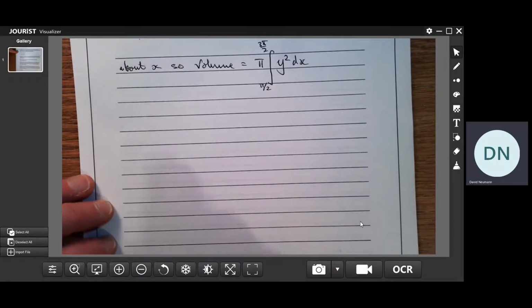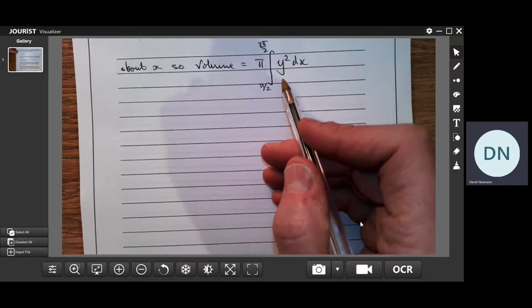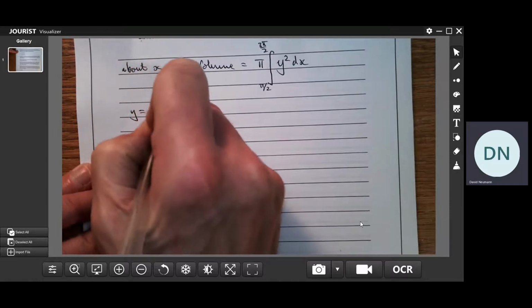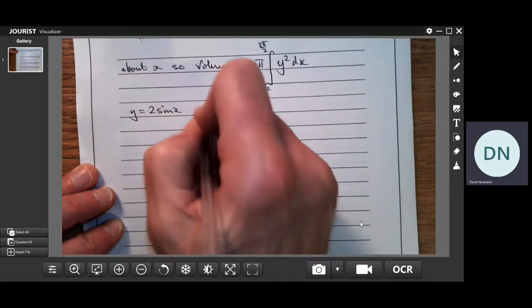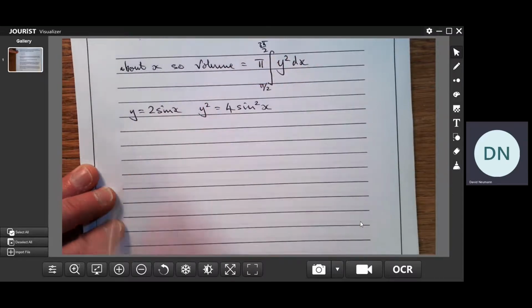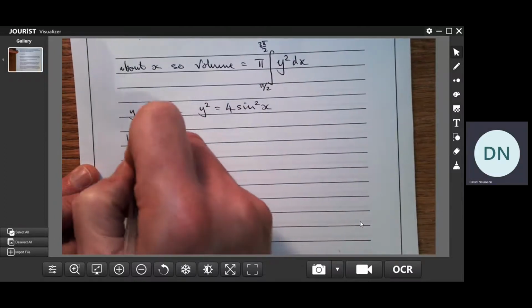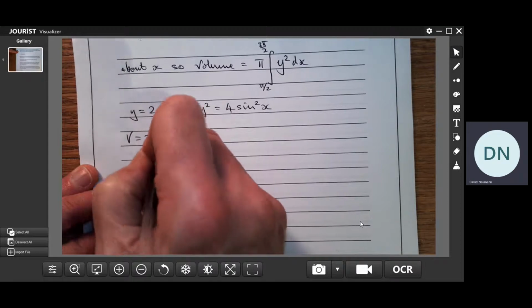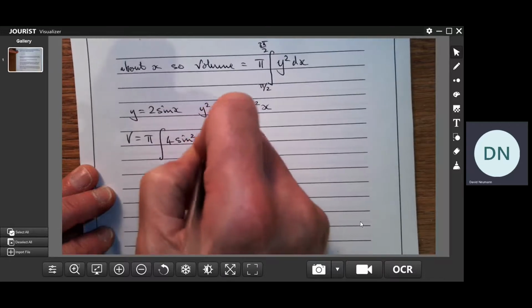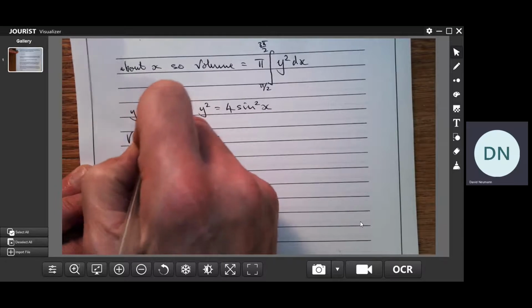So let's work out what y squared is. Well, we've got y equals 2 sine x, so y squared is equal to 4 sine squared x. So the volume is equal to pi times the integral of 4 sine squared x dx, from pi over 2 to 3 pi over 2.